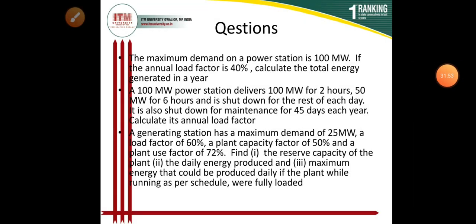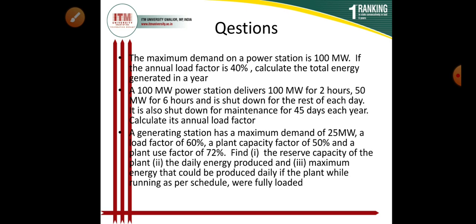Next, come to the next question. Our next question is, a 100 megawatt power station delivers 100 megawatt for 2 hours, then 50 megawatt for 6 hours, and is shut down for the rest of each day. It is also shut down for maintenance for 45 days each year. Calculate its annual load factor.